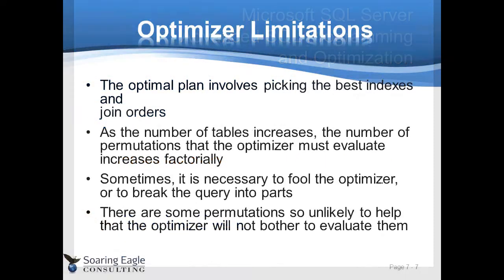So the optimal plan involves picking the best indexes and join orders. As the number of tables increases, the number of permutations the optimizer has to evaluate increases factorially. Think about that for a minute.